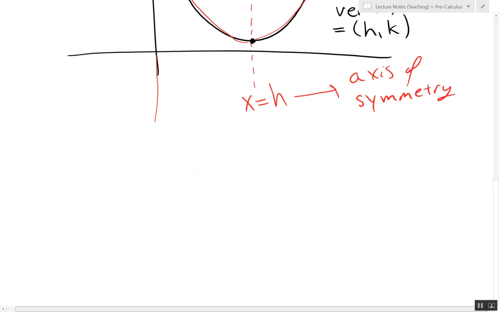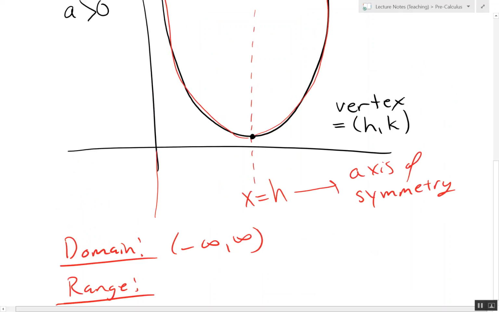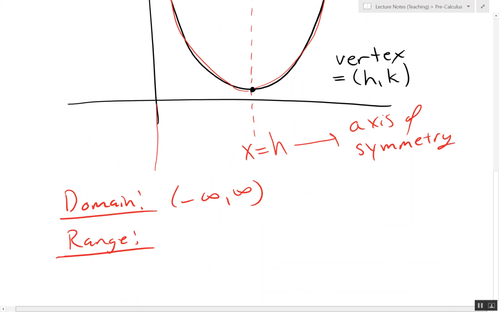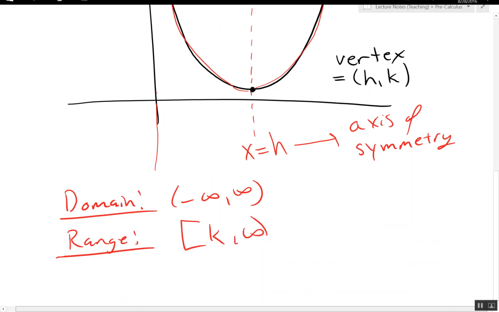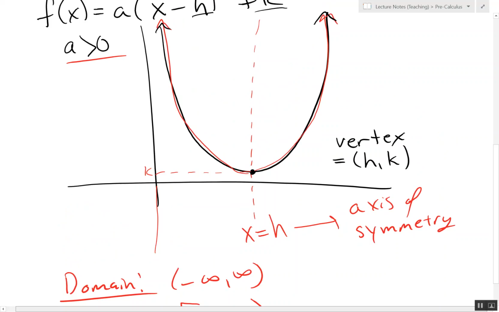Domains. Your domain is always going to be, for these types of functions, all real numbers. But then your range, and remember this is only for a greater than 0, is everything from k to infinity, because this point here is k. Notice that when we get below this line, no horizontal line is actually going to intersect the graph. It's not until we get above k that we start hitting the graph, and that's where our range is.